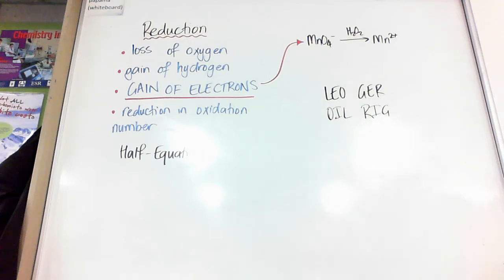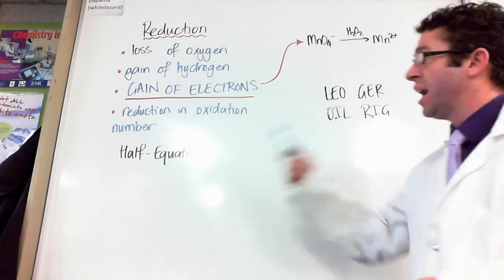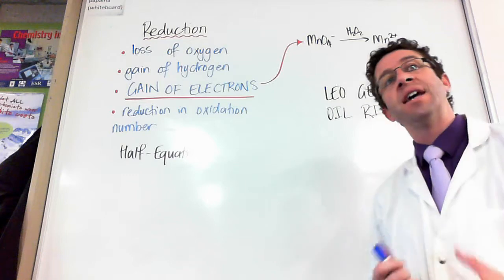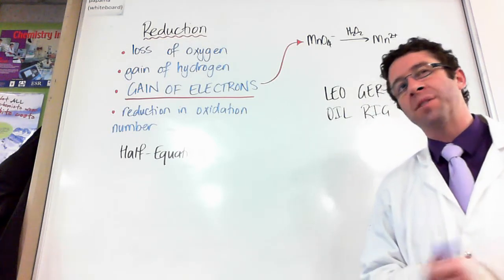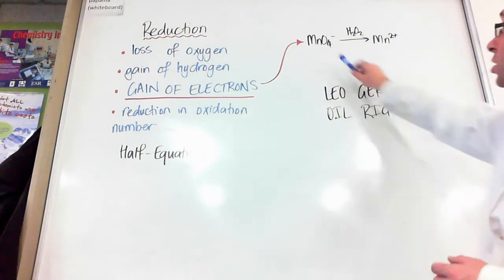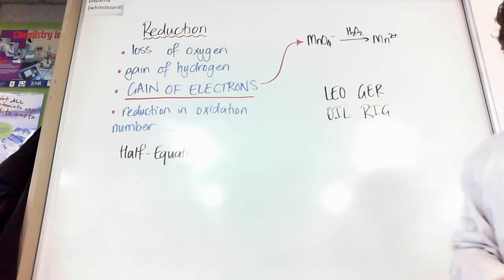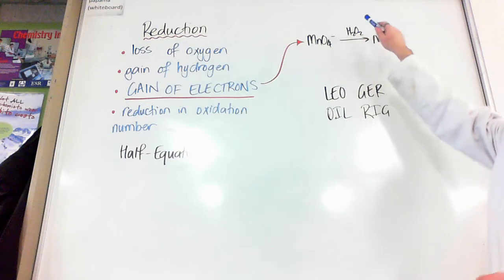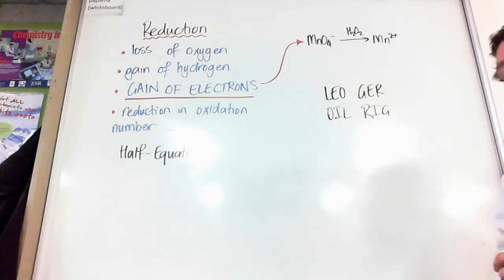We do that by doing a thing called a half equation. A half equation has electrons in it, so it's not actually a complete equation. Complete equations don't have electrons. So we're going to look at how to balance this one. And we already met hydrogen peroxide before in our last video showing it oxidizing.